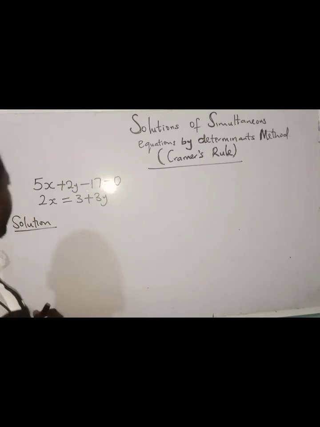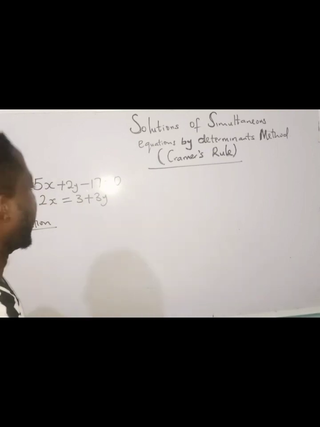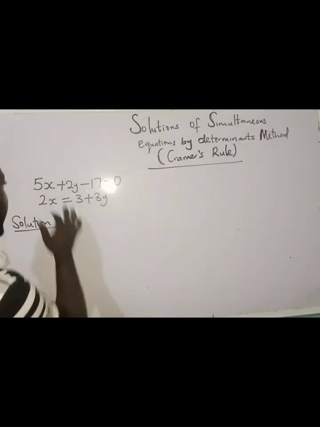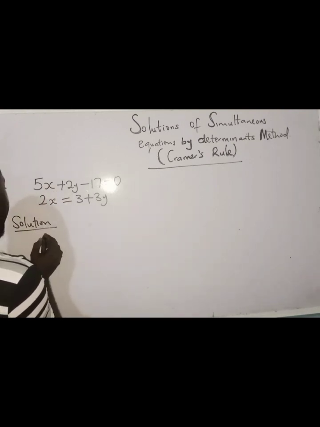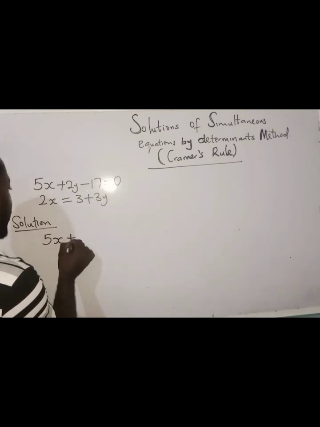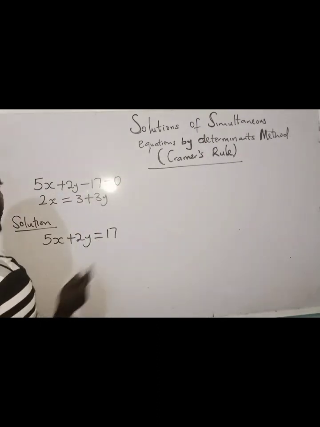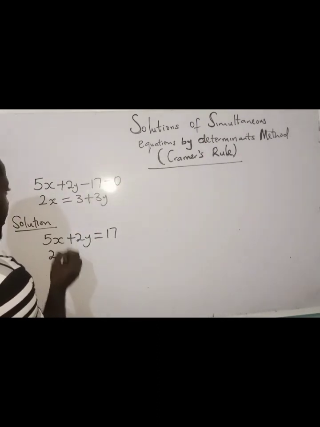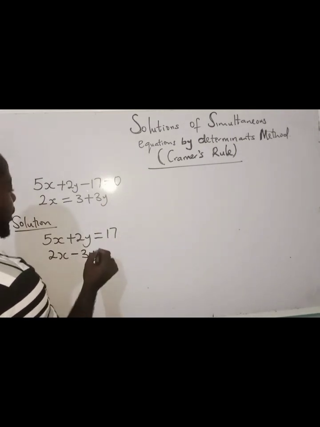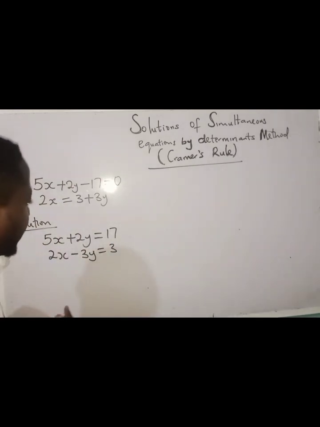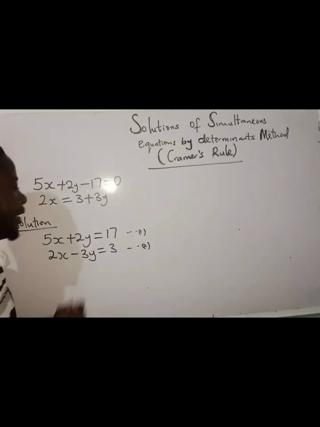Now, let's start. The first thing you are going to notice here is that these simultaneous equations are not well arranged. So in that case, let's rearrange. I'm going to rearrange equation 1. In rearranging equation 1, I'm going to have 5x plus 2y equals 17. When minus 17 moves here, it becomes plus. Then here I'm going to have 2x. Plus 3y moves here, it becomes minus 3y equals 3. Now, since we have our equation 1 and equation 2, let's apply Cramer's rule.